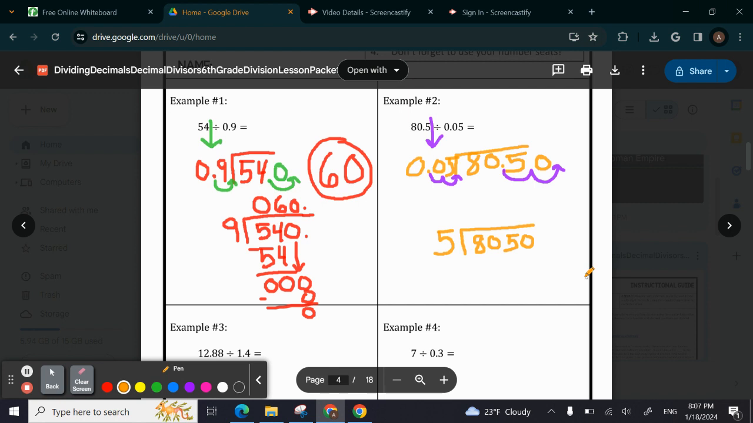Okay. Now, step 4, we moved the decimal point up. So the decimal point's there because it's a whole number at the end. So we move it up. And then step 5 is solve. How many times does 5 go into 8? 1 time. So 5 minus 8 is 3.